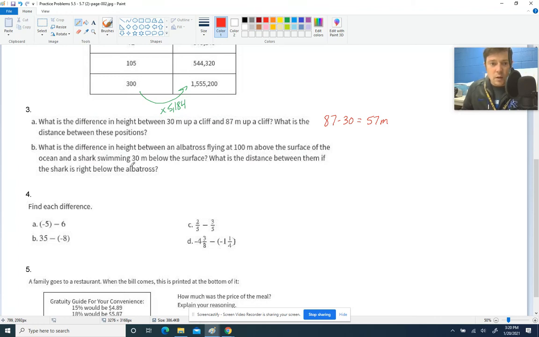What is the difference in height between an albatross that flies at 100 meters above the surface of the ocean and a shark that is swimming 30 meters below the surface?